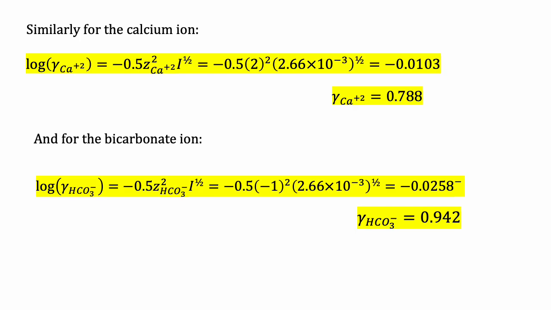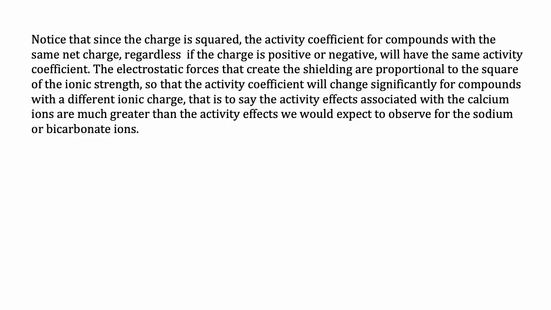For the bicarbonate ion, it has a charge of minus 1. We substitute in minus 1 for the charge in our equation, take the square of that, which becomes positive, the square root of the ionic strength, and we get a value of 0.0258. Taking the inverse log of that value gives us the same value. So notice that whether it's a positive or negative charge, since the charge is squared, we'll have the same value for the activity coefficient for all monovalent cations and all monovalent anions. Also, anything with the same charge, plus or minus, will have the same activity coefficient. Again, for monovalent ions, very little activity effects will be measurable.